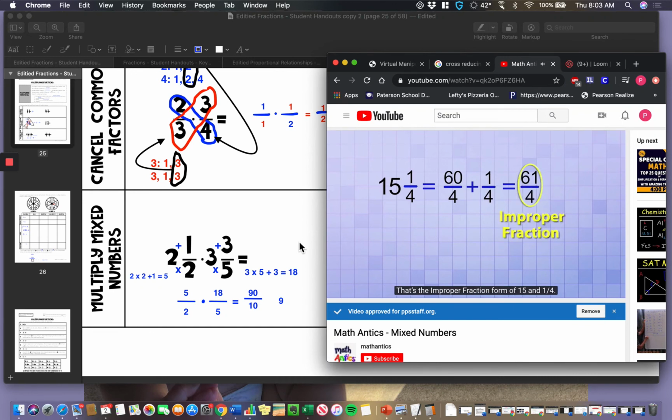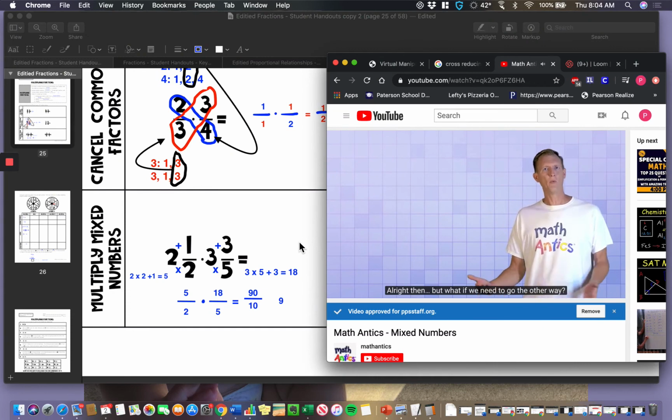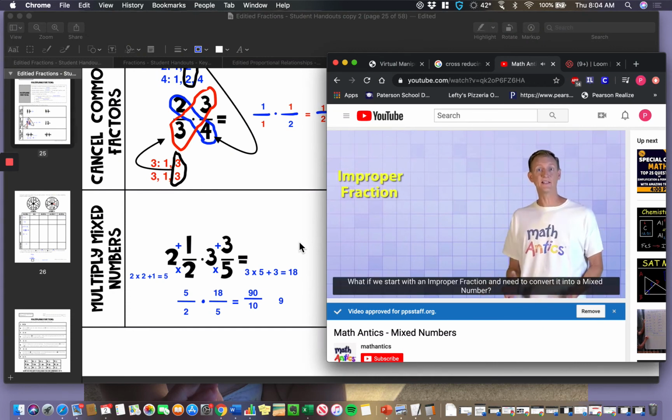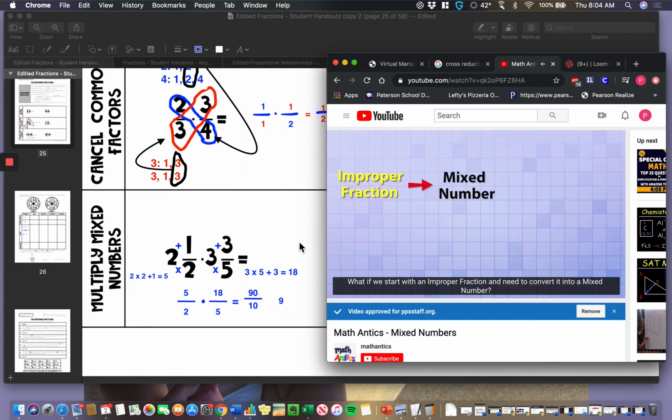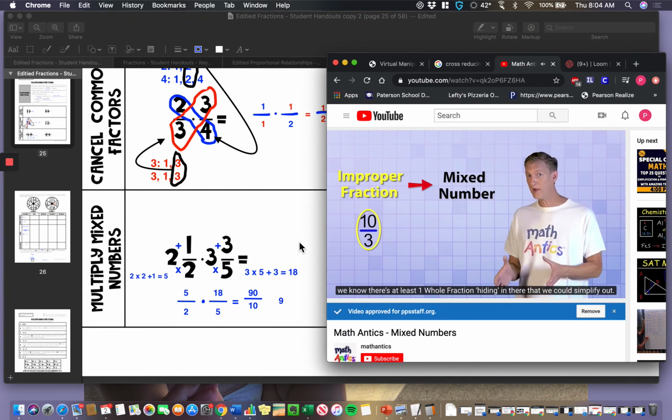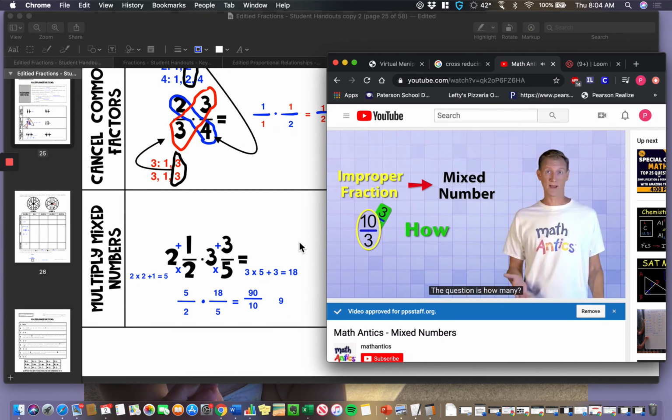That's the improper fraction form of 15 and 1/4. Alright then, but what if we need to go the other way? What if we start with an improper fraction and need to convert it into a mixed number? Well, whenever we have an improper fraction, we know there's at least one whole fraction hiding in there that we could simplify out. The question is, how many?